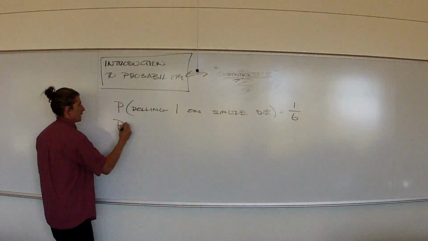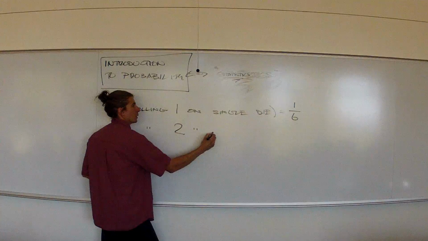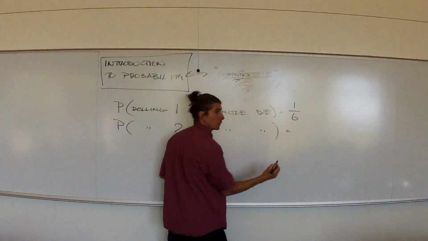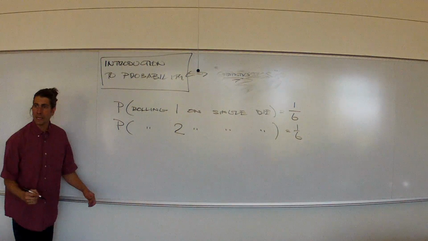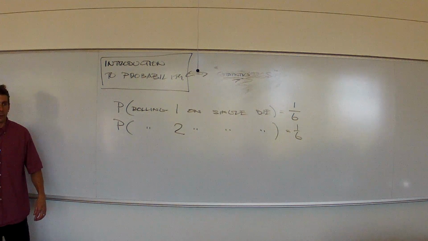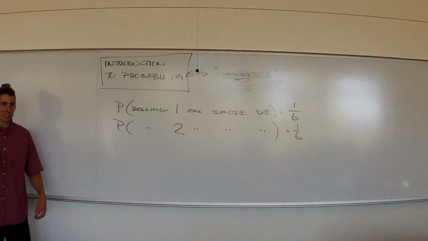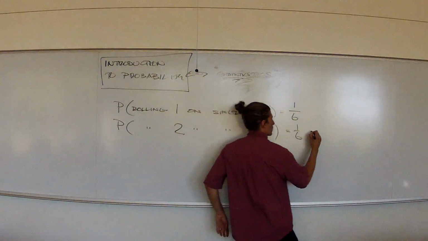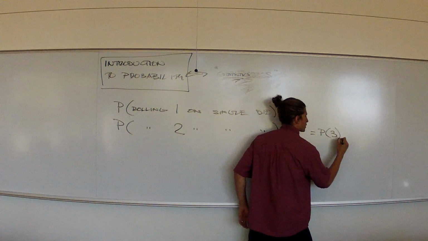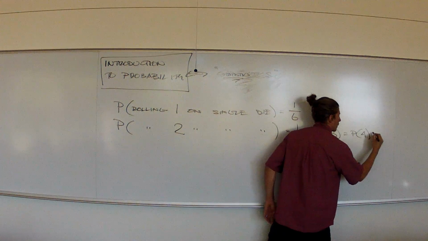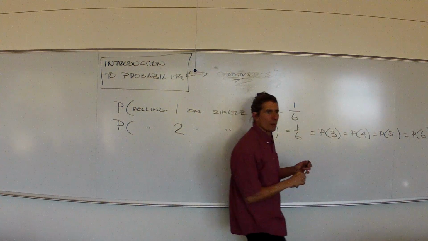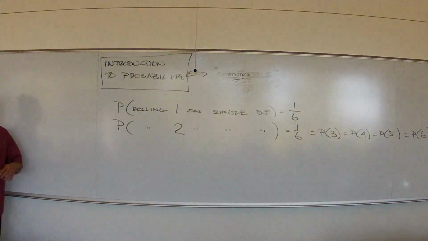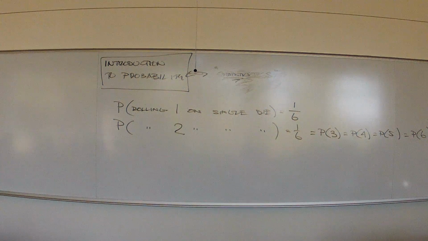What is the probability of rolling 2 on a single die? 1 in 6. What's the probability of rolling 3? Same. Rolling 4? Same. How about 5? Same. How about 6? Same. Okay, so I think we're seeing this. This is the same as the chance of rolling 3, or rolling 4, or rolling 5, or rolling 6. Is it okay if I just write it like that? I'm being a little cavalier with the notation only because we can be.